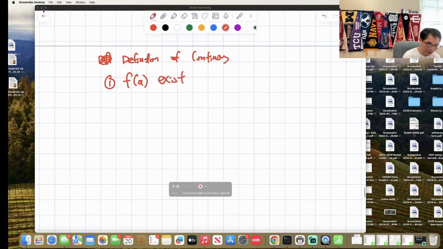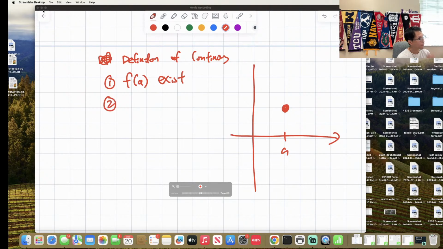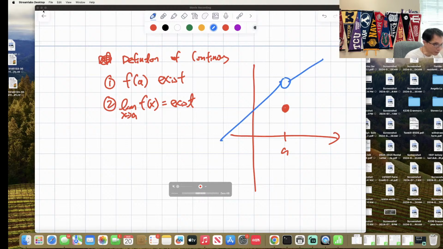So that means I have a solid dot right here, right? Oh, I remember. What is the second one? The limit of f of x as x approaches A from the left equals the limit of f of x from the right. Okay, so that's called limit. So the limit as x approaches A of f of x exists as well. So that means I can possibly have this, but it doesn't mean it's continuous. So this situation still exists, but it needs one last condition.